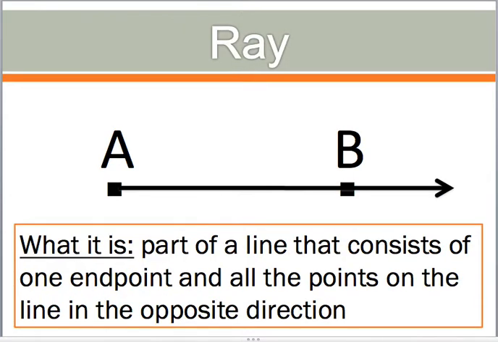All right. Next term is a ray. It's a part of a line that consists of one endpoint and all the points on the line in one direction. So we see here that we've got endpoint A right here and another point B, and the ray extending forever, as indicated by this arrow, past point B.